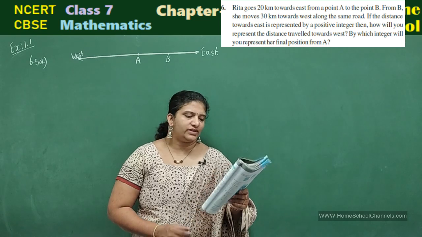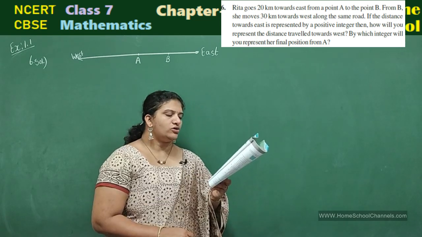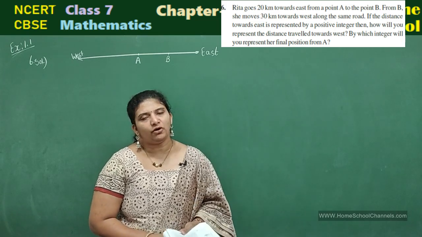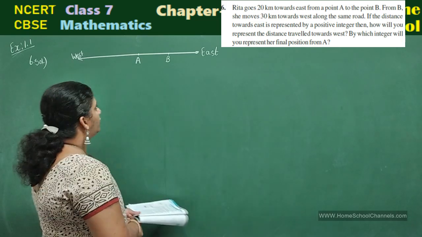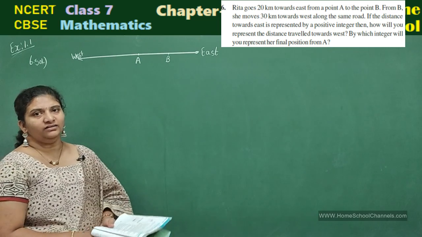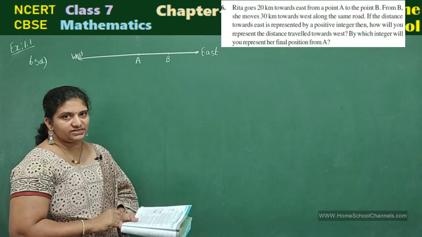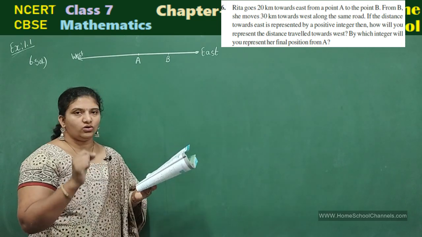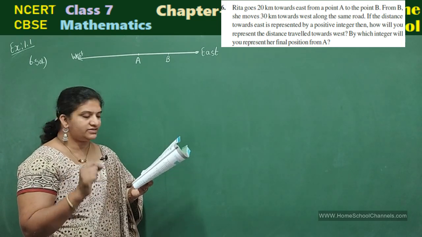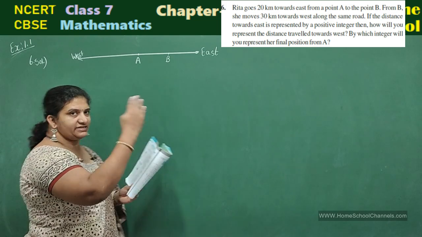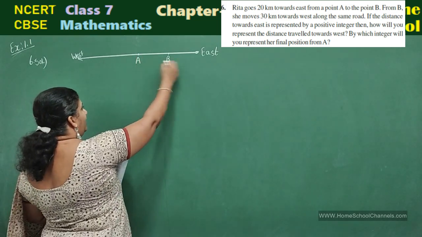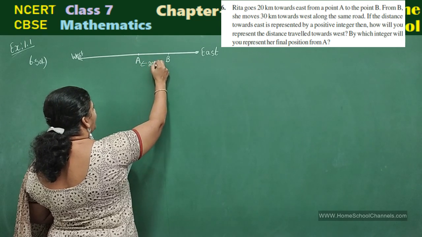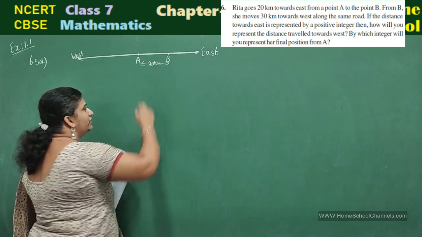Okay, let's go with the next one. Rita goes 20 km towards east from a point A to the point B. Okay, you can see again a number line, east, west. Rita goes 20 kilometers towards east from point A. What is this distance? 20 kilometers to B.